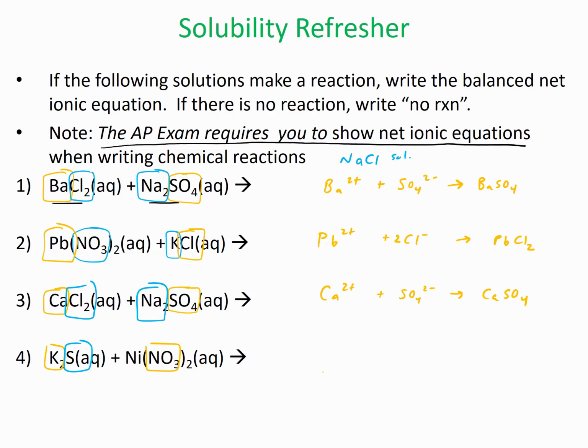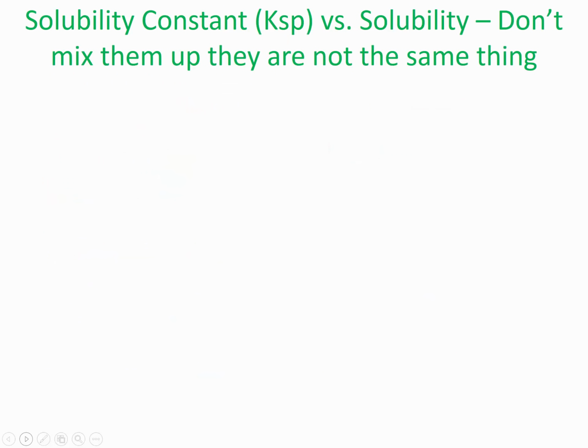And we have nickel sulfide. Okay, so that would be Ni2 plus. We know it's a 2 because of that, plus the sulfide, so S2 minus. So that's going to be NiS, okay, which is insoluble. Okay, so this is all refresher stuff from the beginning of the year kind of thing.